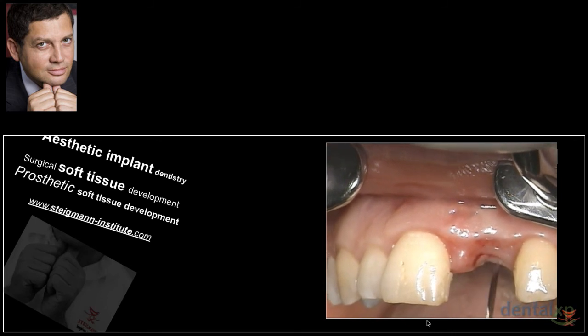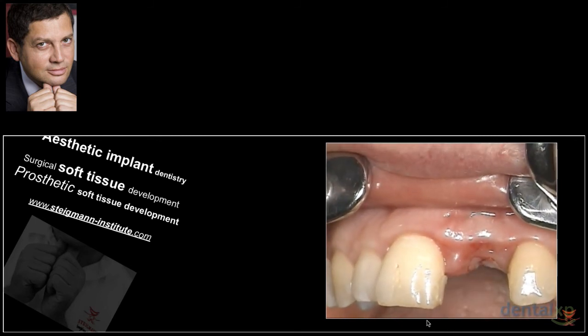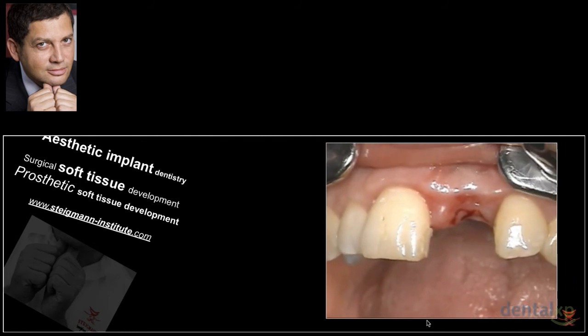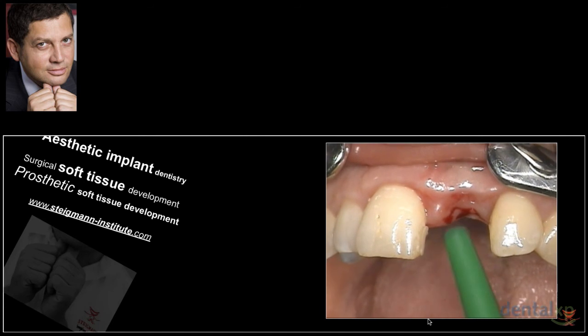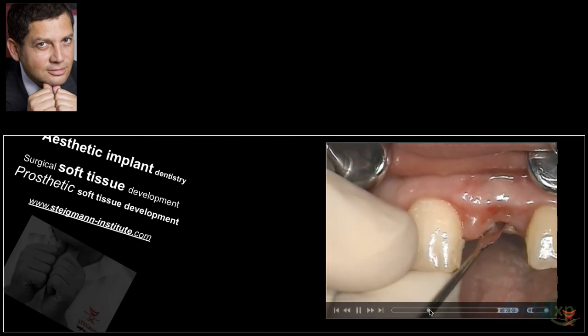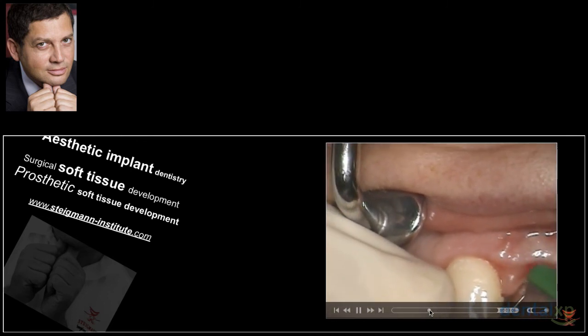healing screw, the cover screw, and then place a healing abutment on the implant. We prefer to place a narrow healing abutment to have enough space and enough soft tissue to create the emergence profile afterwards.